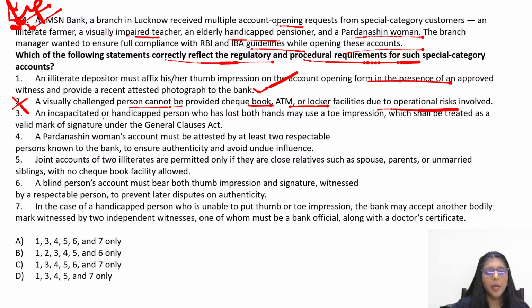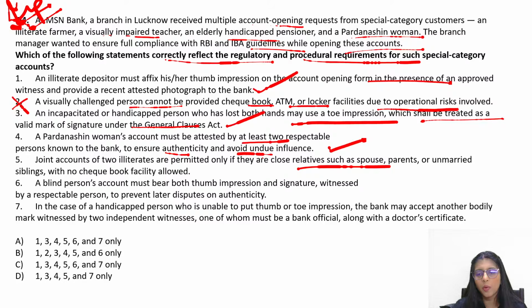An incapacitated or handicapped person who has lost both hands may use a toe impression, which shall be treated as a valid mark of signature under the General Clauses Act. Yes, it's right. Pardanashin women's accounts must be attested by at least two respectable persons known to the bank to ensure authenticity and avoid undue influence. Yes, correct. A joint account of two illiterates is permitted only if they are close relatives such as spouse, parent, or unmarried sibling, with no checkbook facility allowed.